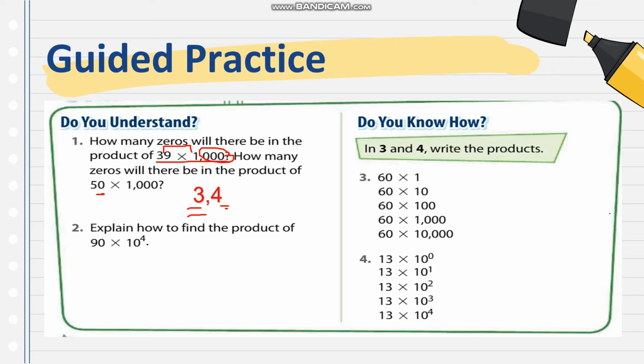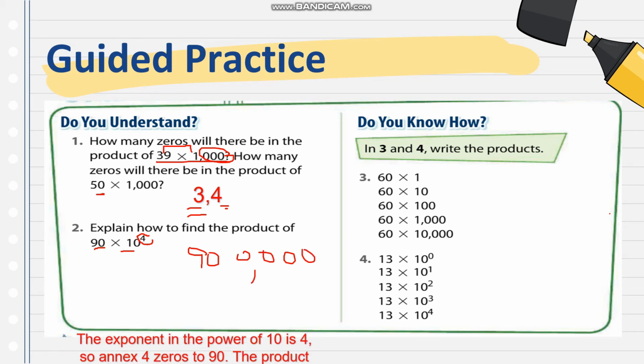Explain how to find the product of 90 multiplied by 10 to the 4th power. So you just simply multiply 90 multiplied by 1 is 90. Then the number of the exponent is equivalent to the number of zeros that you're going to add. So the answer is 900,000.